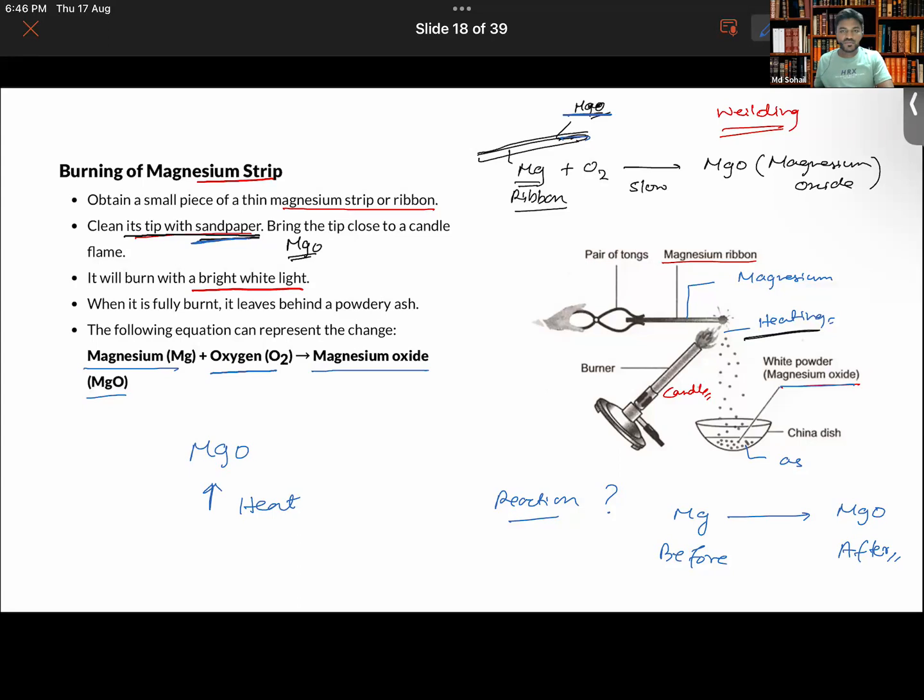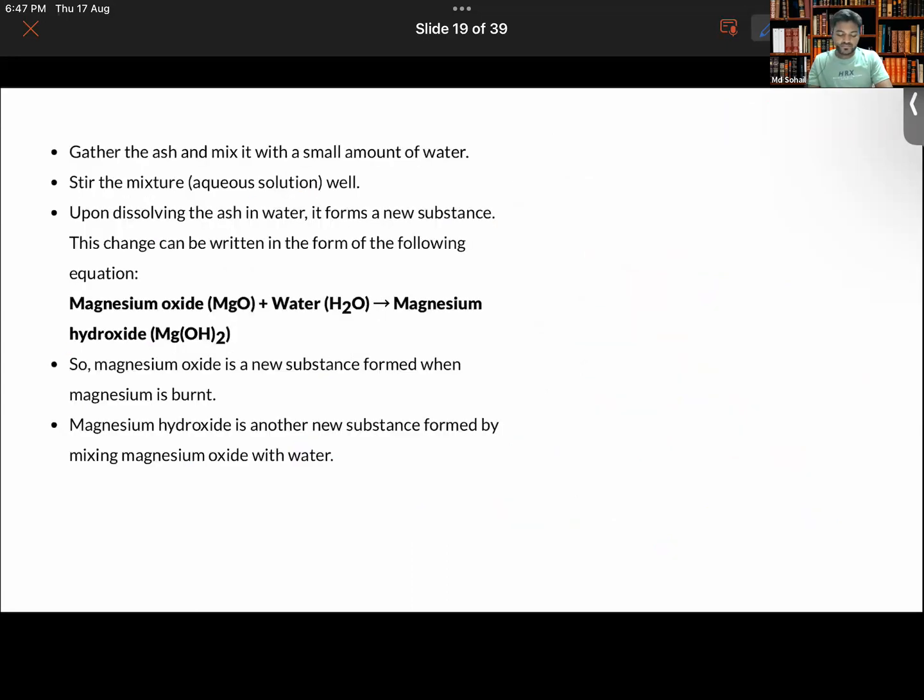How would Vaiga answer this? Now when you have scrubbed it, the magnesium oxide has been removed, so you are left with magnesium. Then it will be heated properly and it will be able to react with oxygen. Hope the reaction is clear to both of you. Yes, sir. Okay, then let's move ahead.